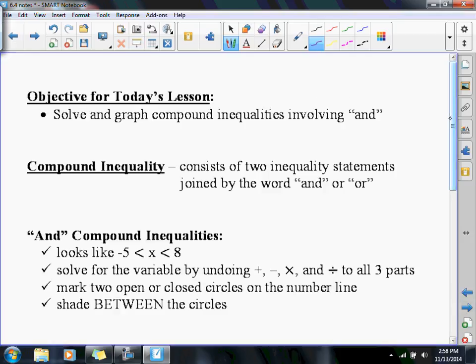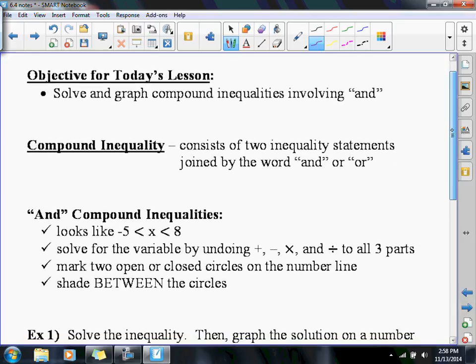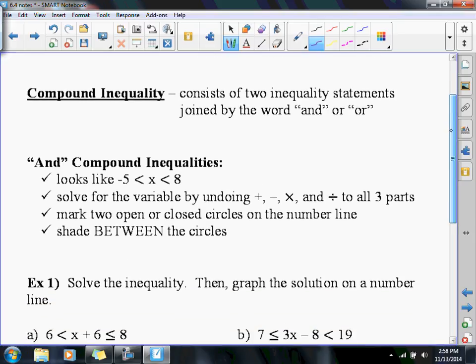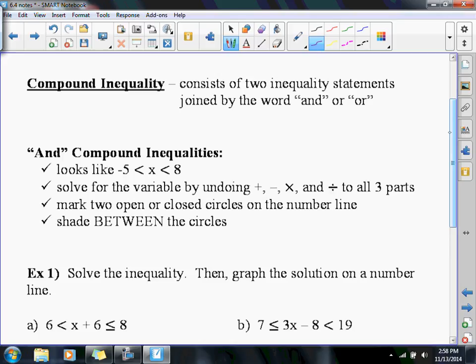Now what we're going to do today is solve compound inequalities, and compound inequalities are going to be joined by the word "and" or "or." Sometimes they won't have the actual word "and"; they will have the word "or," but not "and." And is written a different way, and that's what we're going to look at today, okay?